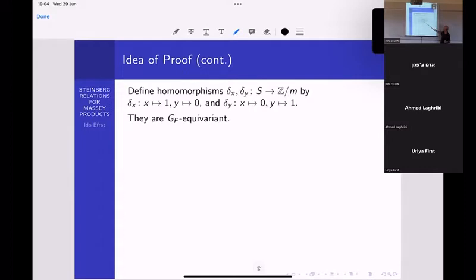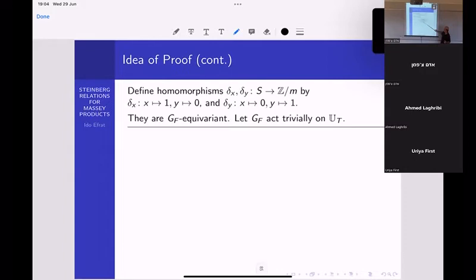And it's not hard to check they are Galois invariants. They are compatible with the action of the absolute Galois group. Also, let the absolute Galois group act trivially on the group of partial matrices UT.